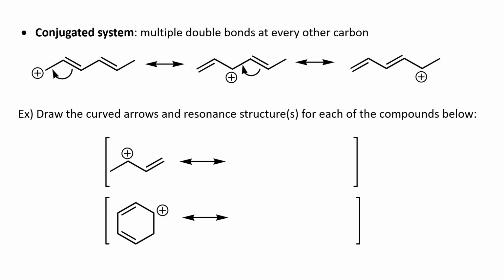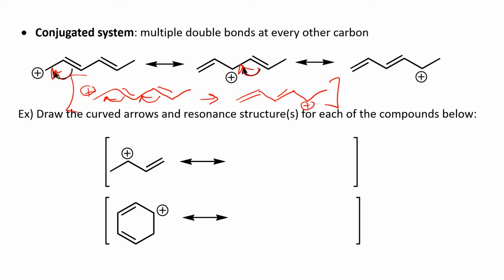We could draw a single arrow that gives us our next resonance structure, bond to bond. That would give us our next structure. And then we're left with another allylic carbocation, bond to bond, which would give us a third resonance structure. Now, alternatively, you could combine both of these into one step. So I could move bond to bond, bond to bond, and you would end up with the following resonance structures. So you can do these in multiple steps, or you can do it in one step.